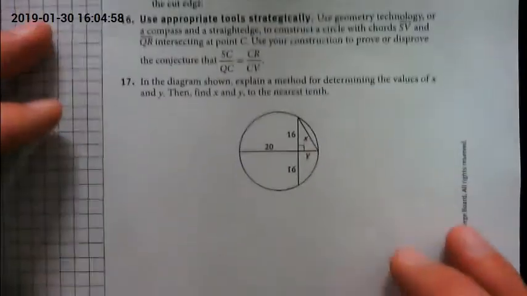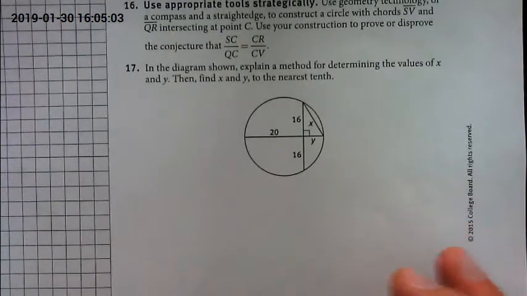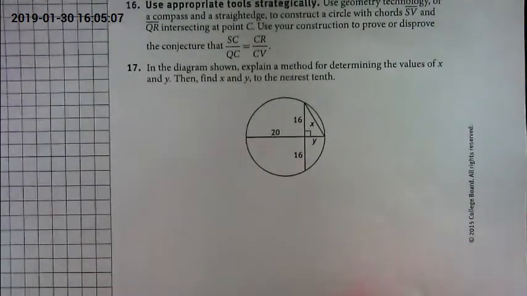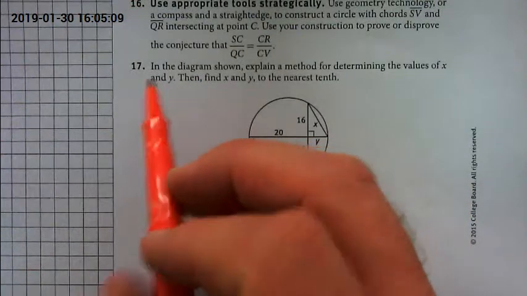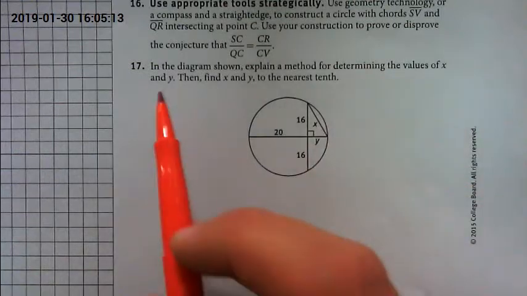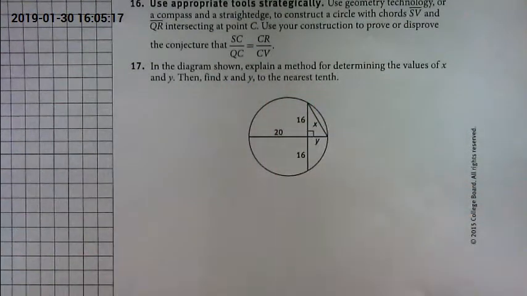17? All right. Okay. Guys, this is tutoring. I need you guys to focus because I'm going over stuff. I'm recording this for people that aren't here, so pay attention. All right, on 17. In the diagram shown, explain a method for determining the value of x and y. Then find x and y to the nearest tenth.